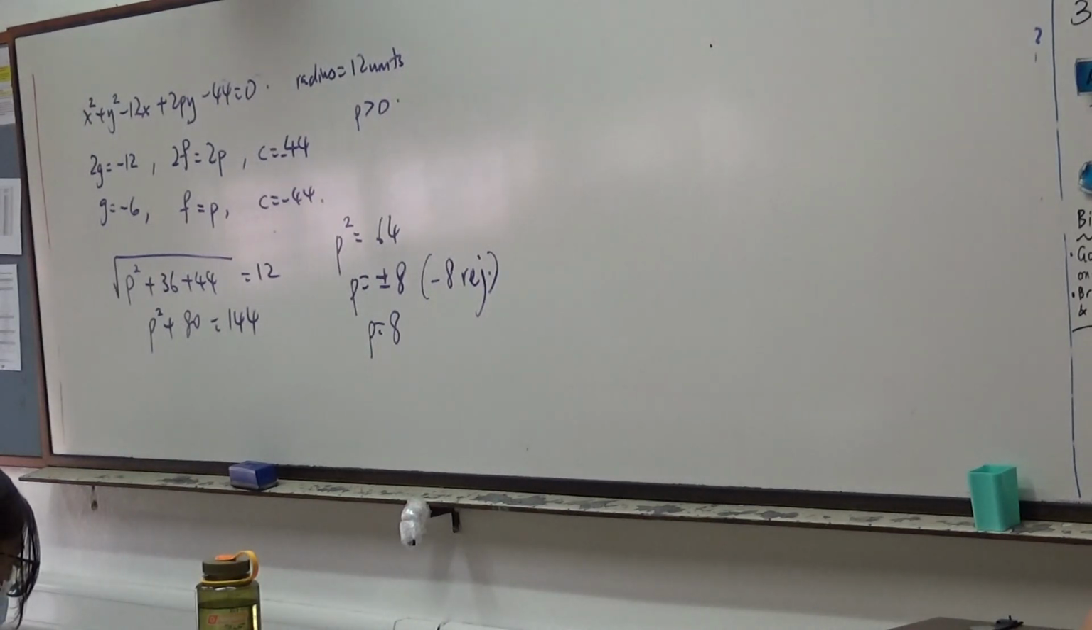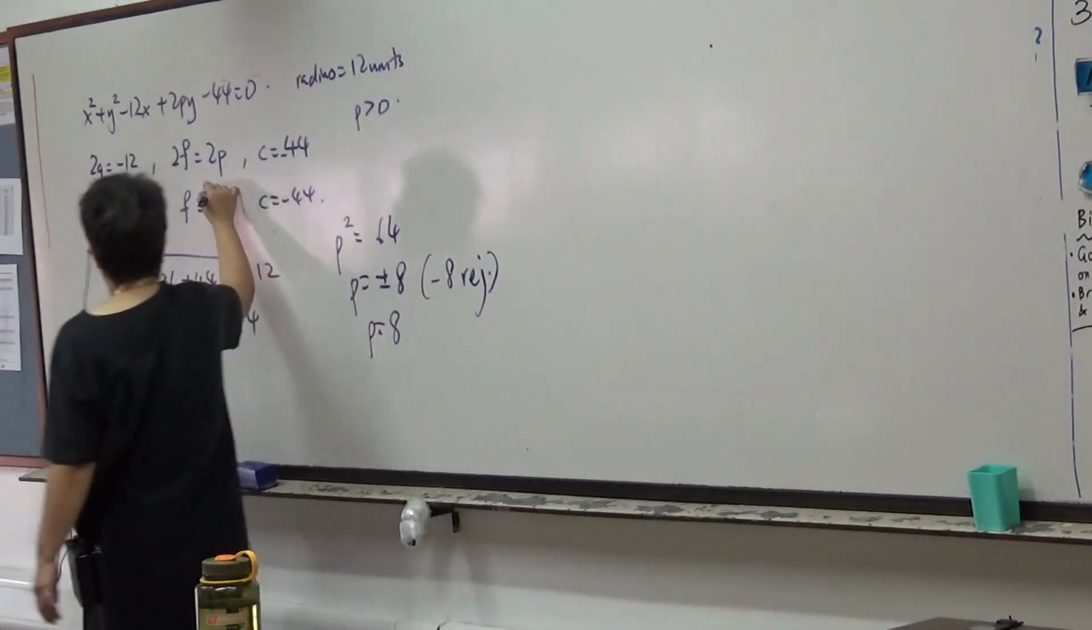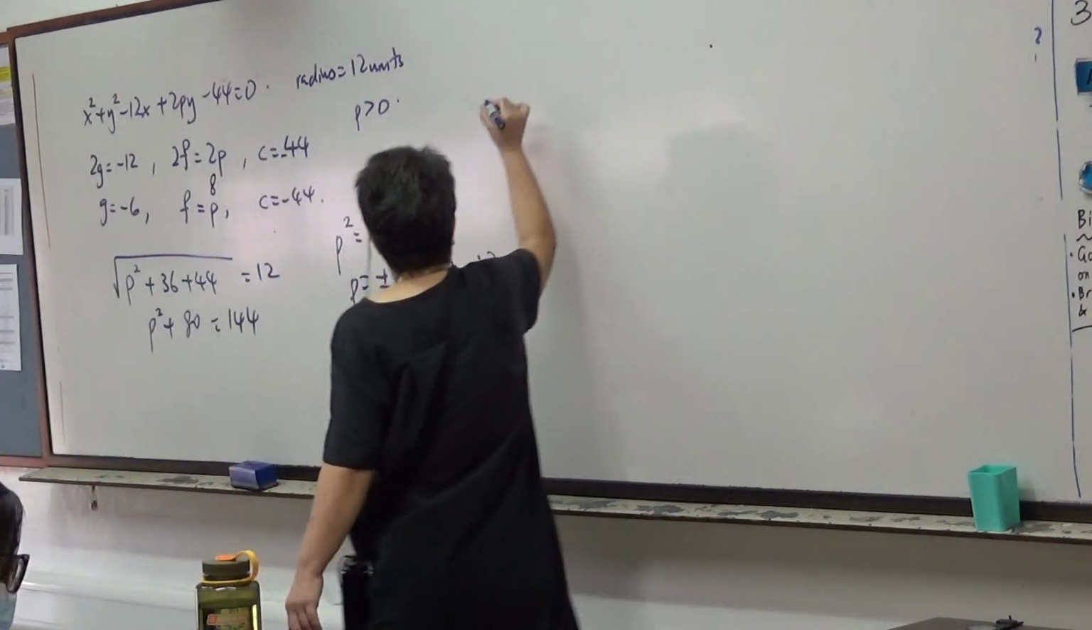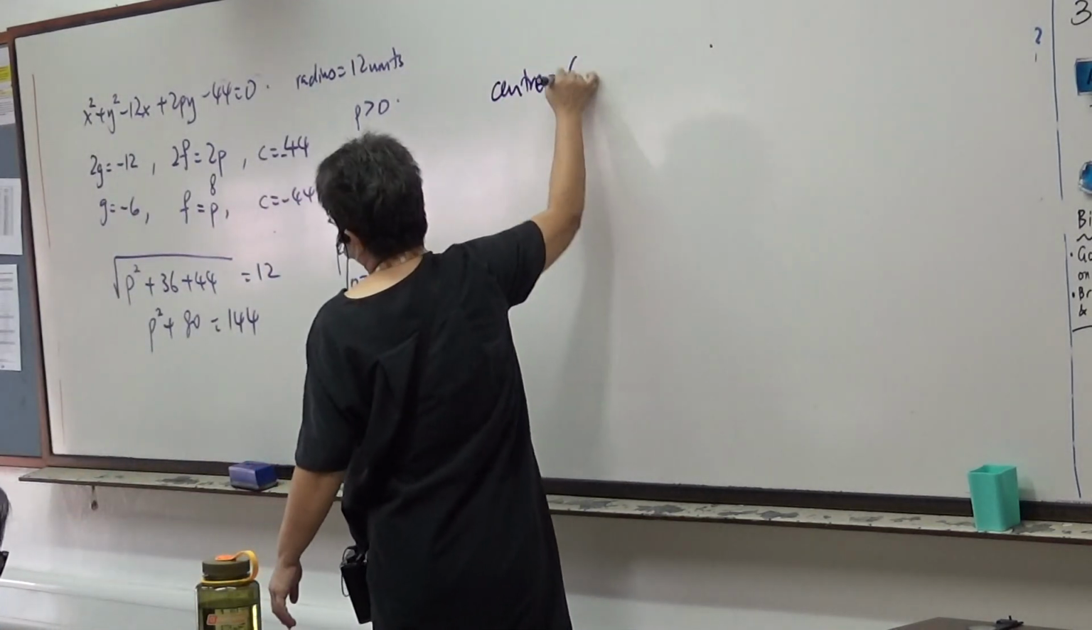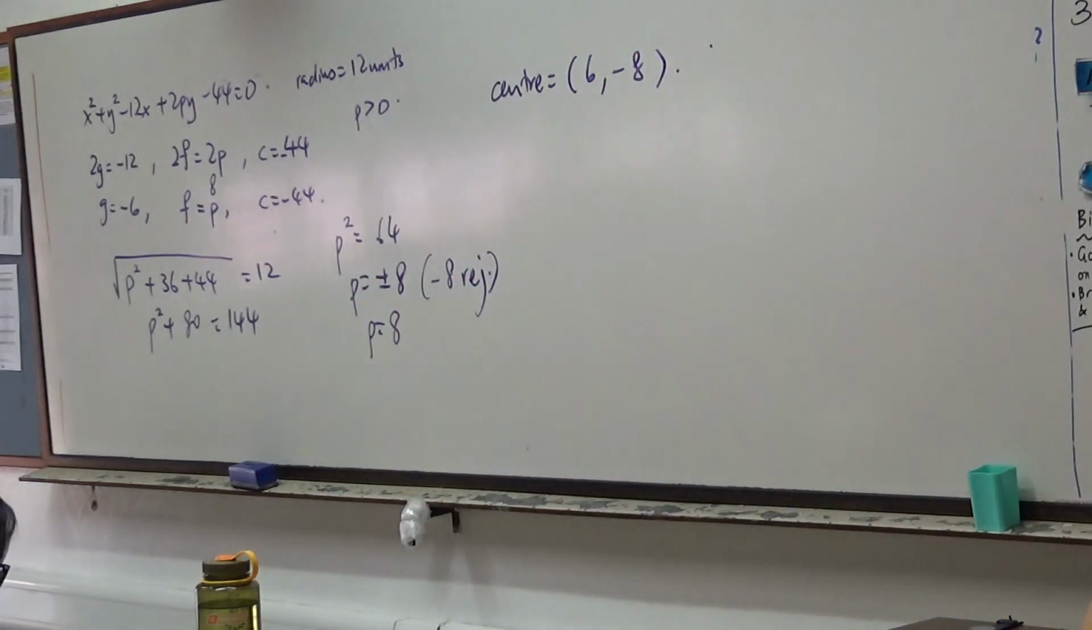Because the question wants you to complete the square and so on, I find that it's very confusing. So if I apply it straight away, it should be no problem for everyone. Now next, find the value of P and the coordinates of the center of C1. No problem already, right? I know P is 8, so what's the center now? 6, negative 8, right? Straight away, 6, negative 8. Everybody clear? I'm just doing simple algebra. Alright, now next one.